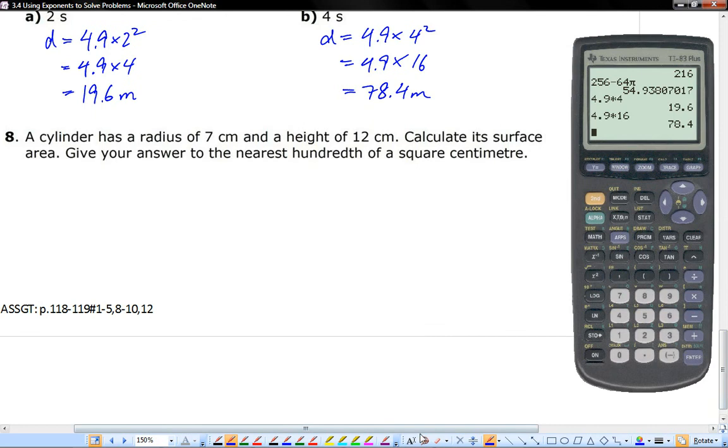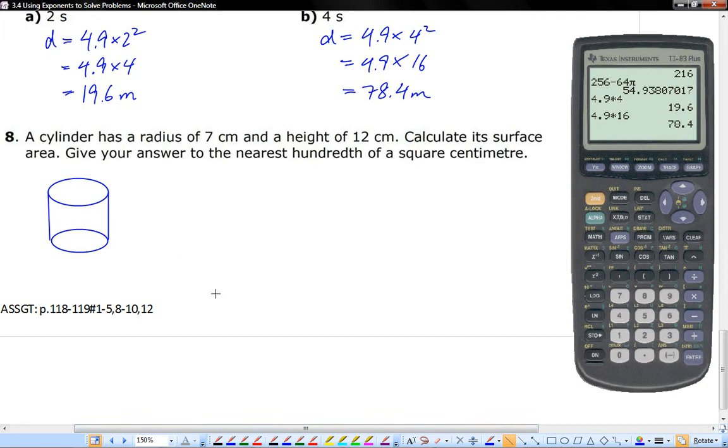And last example here of using exponents to solve problems. A cylinder has a radius of 7 centimeters and a height of 12 centimeters. We want to calculate its surface area. So you probably already know how to do this from Math 8, but just in case you forget, a cylinder has a circle on the top, it has a circle on the bottom, and the lateral face is a rectangle. I'm just going to connect this all together, make it look like a cylinder.